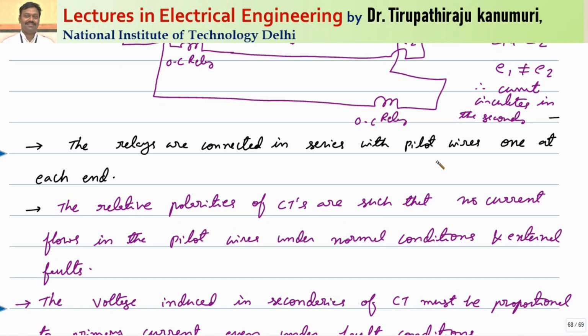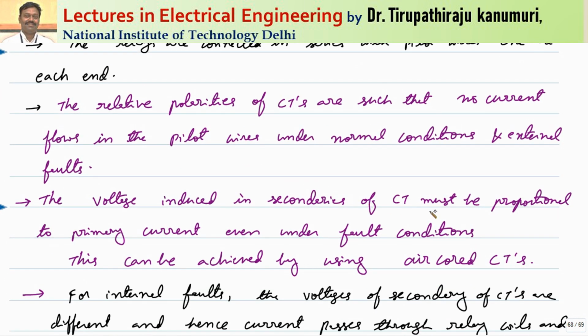The relays are connected in series with the pilot wires, one at each end. Two relays will be used. The relative polarities of the CTs are such that no current flows in the pilot wires under normal operating conditions and even under external faults or through faults. The voltage induced in the secondary of the CT must be proportional to the primary current even under the fault conditions, because both the EMFs induced in the secondary are the same. That's why, because there is no difference in potential, it will not operate. That's why it is called a voltage balanced differential relay. So voltages are balanced on the secondary side such that no current will pass under normal operating conditions.